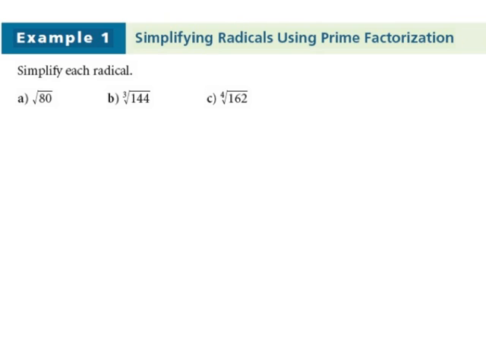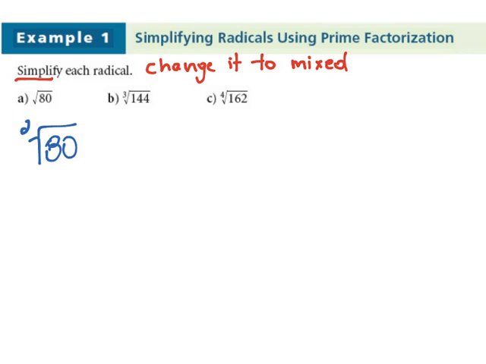Simplify each radical. The word simplify means to change it to a mixed radical. I'm going to show you a fairly simple way to change any radical into a mixed radical. So let's take a look at root 80. Make sure you identify what the index is. The index is 2. It's not written as 2, but it's always referred to as a square root when there is no index written. We're going to do a prime factorization of 80.